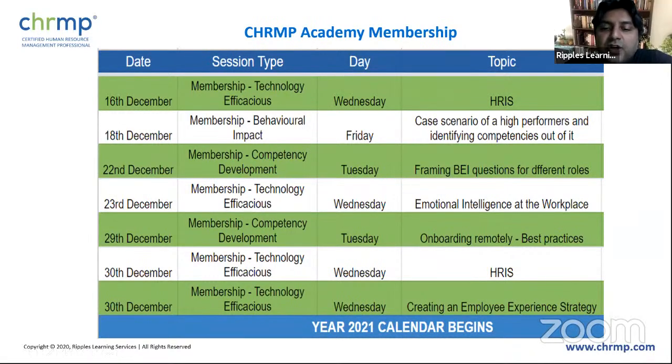And then we have something called HRIS, which is something that you're learning. BI is something that you're learning. Onboarding remotely is something that you're learning. Remember, work-from-home facilitator, a job description, right? It takes care of that. And creating an employee experience strategy for the organization is on 30th of December, right? So all this is something that you're learning.